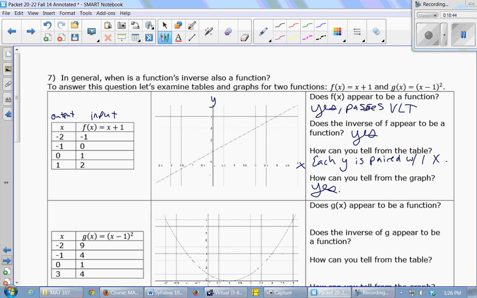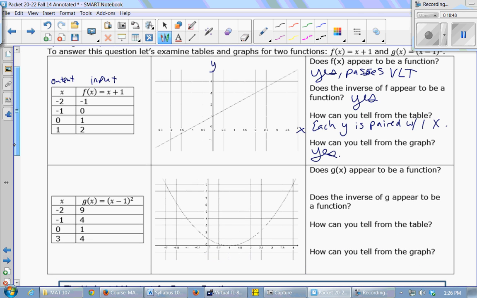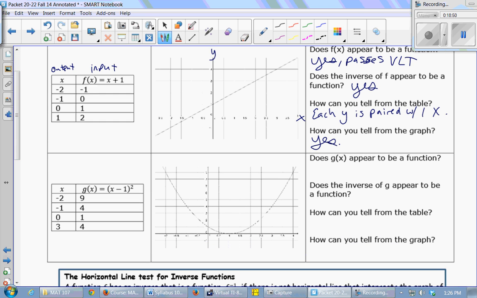And one way, well, we'll do the next one. Maybe it'll be clearer. Okay, so here's the graph of (x minus 1) squared. Does that graph appear to be a function? Yes, it passes the vertical line test. Okay. Does the inverse of g appear to be a function? No. How can you tell? So I'll just write no.